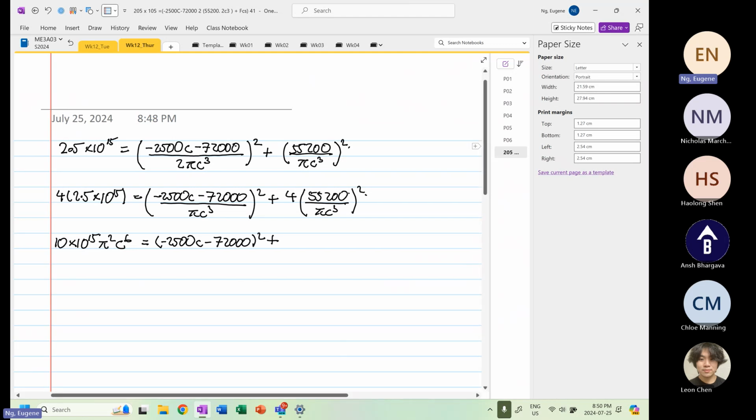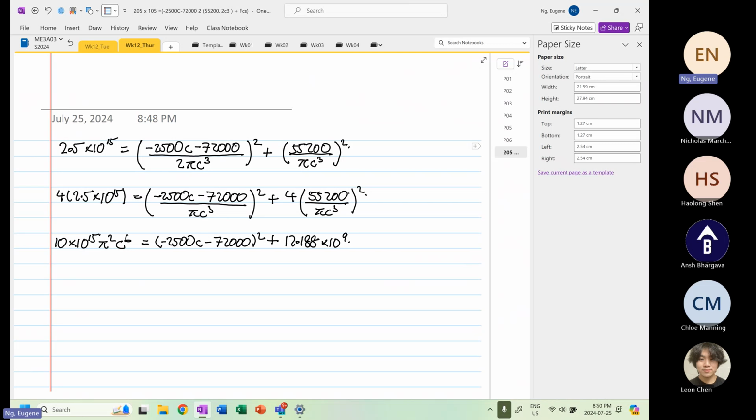So we can do the 55200 squared times 4, which is equal to 12.188 times 10 to the power 9. Okay, and let me do it again. 55200 squared times 4. Okay, 1.12 point. Okay, so from here, the next thing we do, we expand the term over here.